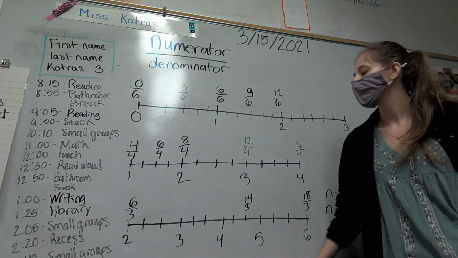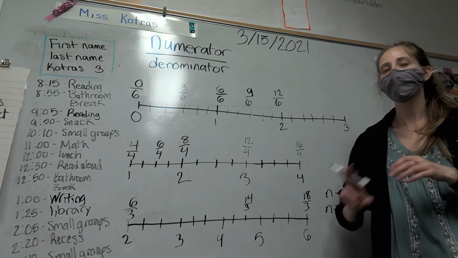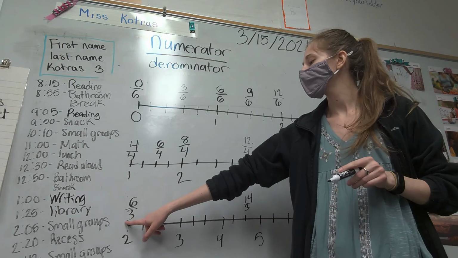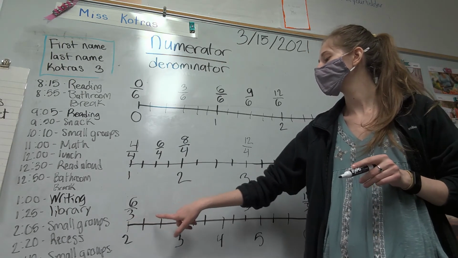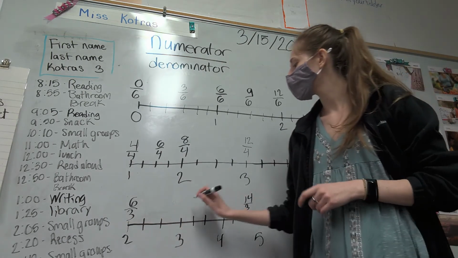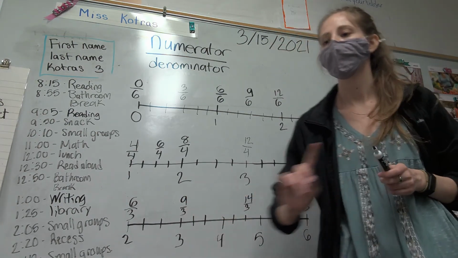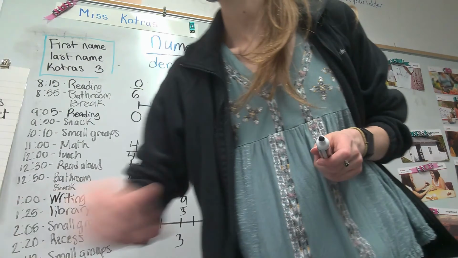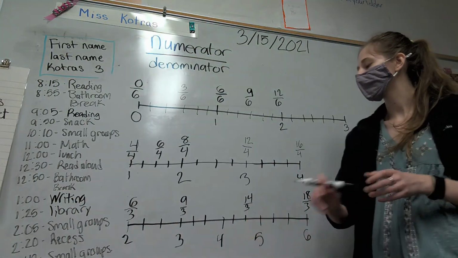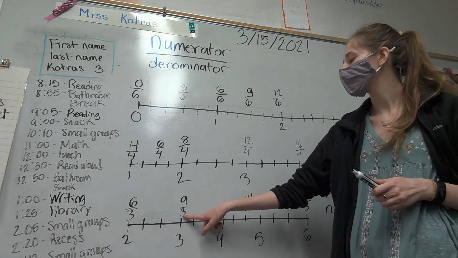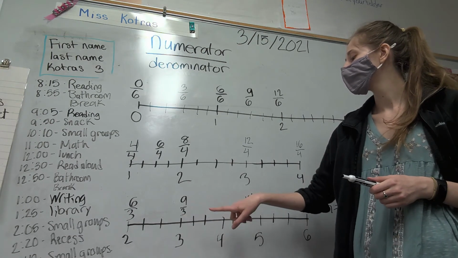Next, we're finding 9 over 3, 9/3. Let's start at 6/3 and count up. So we have 6/3, 7/3, 8/3, 9/3. And our last one is 11/3. Let's start at 9/3 and count up. So we have 9/3, 10/3, 11/3.